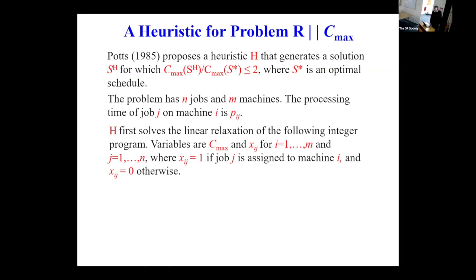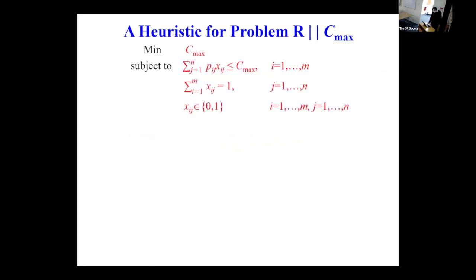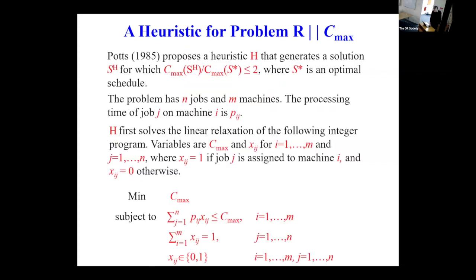Our heuristic H, the first step of it is to solve the linear programming relaxation of the formulation of the problem. So xij are assignment variables, so xij is 1 if you assign job j to machine i, 0 otherwise. And Cmax, of course, is the maximum completion time for the problem. Okay, so this is the formulation of the problem.